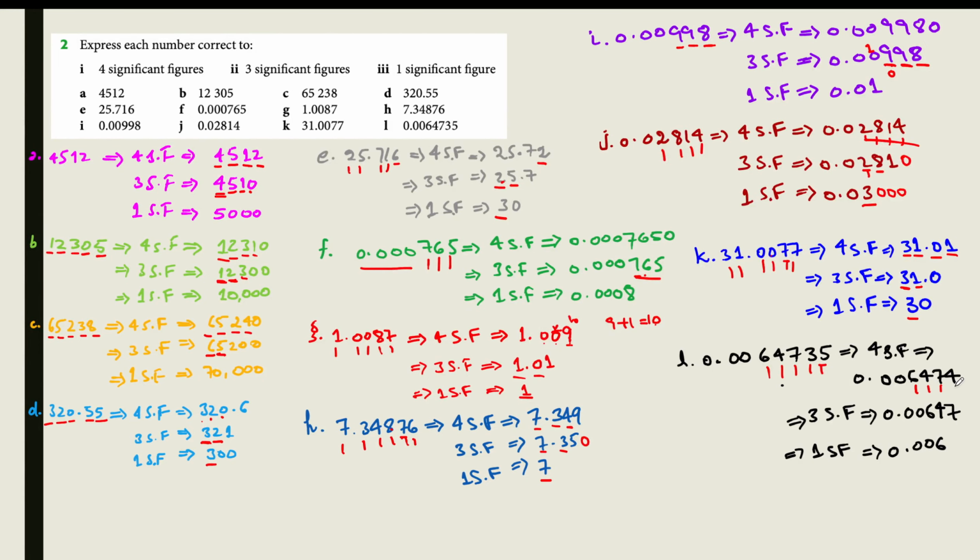If we express this number as 3 significant figures, so first significant figure, second, and third, the fourth one is less than 5, therefore no roundup will take place, and you will have the number as 0.00647. And if we express this in one significant figure, this is the first significant figure, so it means we will be keeping this. 4 is less than 5, therefore no roundup will take place. Therefore when this number is expressed as one significant figure, it will be 0.006. That's all for this question.